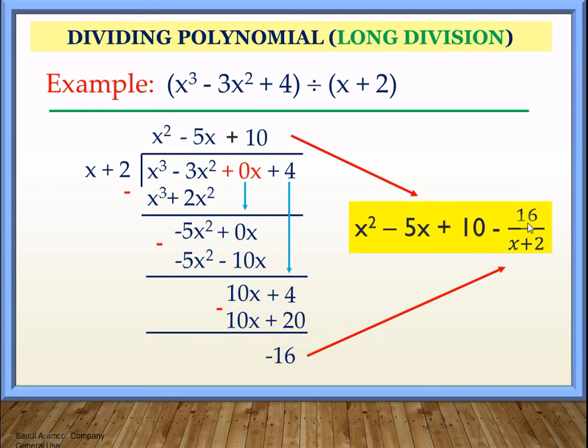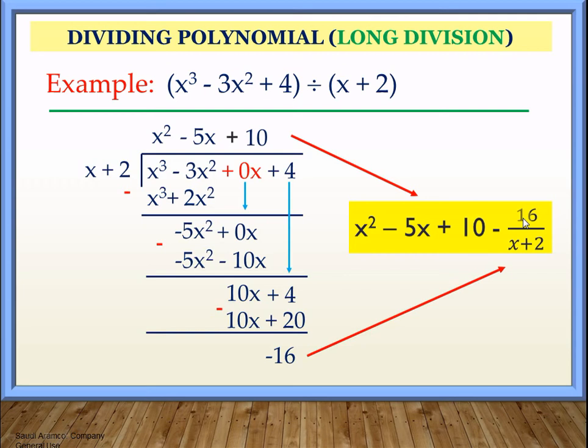Minus 16 on top, and this divisor here will be used to divide the 16. So x plus 2. Again, you write this one here. This is the one. And follow the sign here. If there's no sign, you have to put plus here. So since this is minus, we put minus here. And the 16 on top. And the divisor will be placed at the bottom, or at the denominator of 16. Okay?